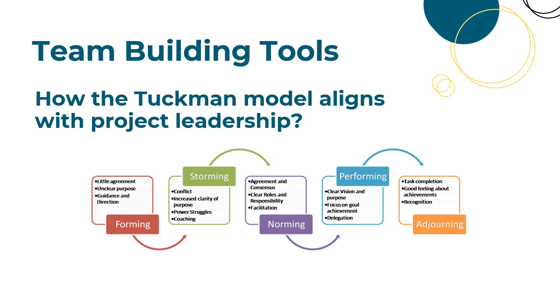The Tuckman ladder model for team development is a widely recognized model for understanding team development. This model outlines 5 stages that teams go through as they grow and develop. Each stage presents unique challenges, and understanding these dynamics helps project leaders guide their teams to success.